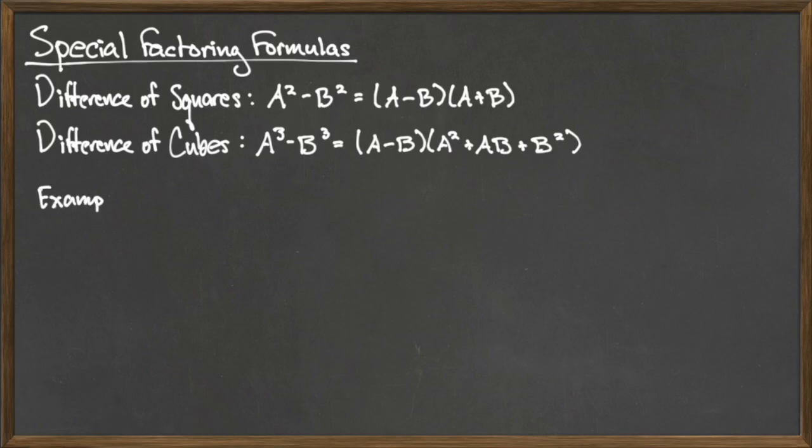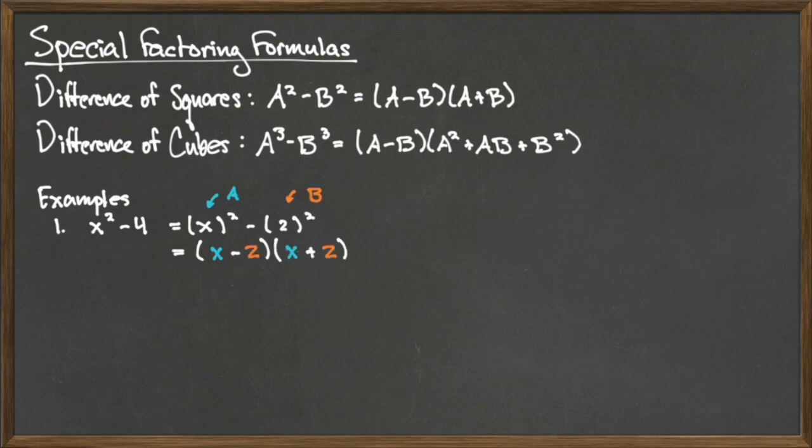Let's jump right into some examples. Consider x squared minus 4. Notice that I can rewrite this as x squared minus 2 squared. And I'm using parentheses here so I can figure out what my capital A and capital B expressions are, so I can correctly plug them into my difference of squares formula. Doing this, I end up with x minus 2 times x plus 2, and there you go, we have a fully factored polynomial by the use of our difference of squares formula.